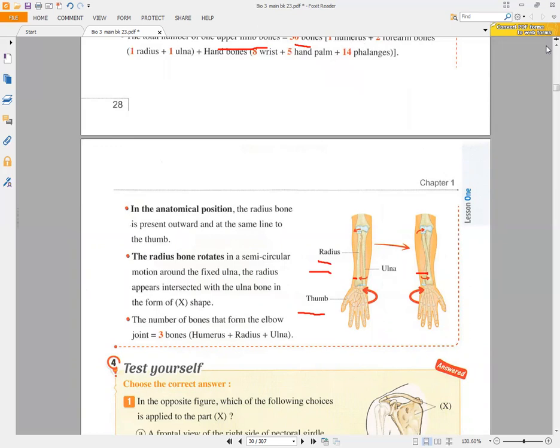So we will have an anatomical position. What do we mean by anatomical position? You will find that the thumb is directed outward from the body. Okay, the radius bone is present outward, in the same line as the thumb, as we clarified. The radius bone rotates in a semicircular motion around the fixed ulna, and the radius appears intersected with the ulna bone in the form of an X shape. As you look here, you will have an X shape.